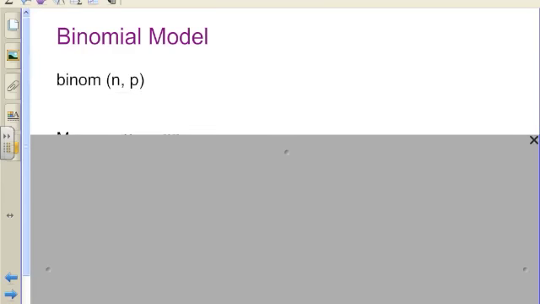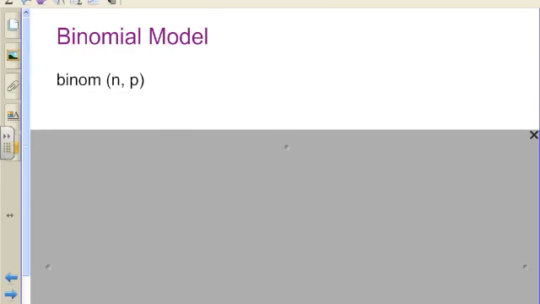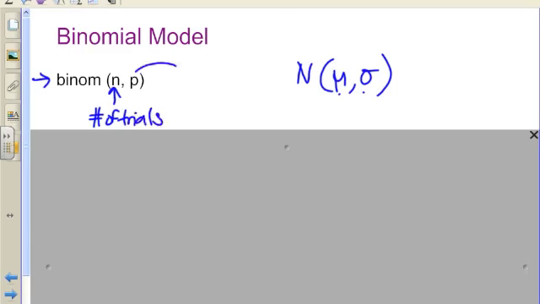In our binomial model, this is how we write it down if somebody asks about the binomial model. Remember the normal model, we would write N, and then there were 2 important things to know, the mean and the standard deviation. This is the same idea for binomial. We need to know the number of trials, that's n. And we need to know p. Hopefully in your mind, that's your probability, the probability of success. Remember, success doesn't have to be something happy. It's just whatever we're looking for.